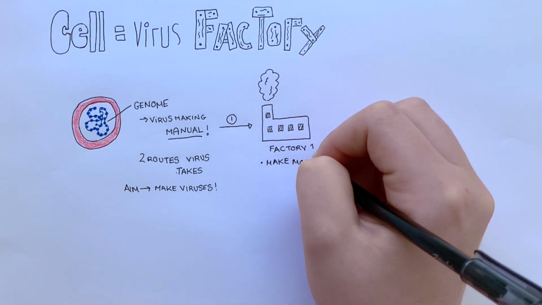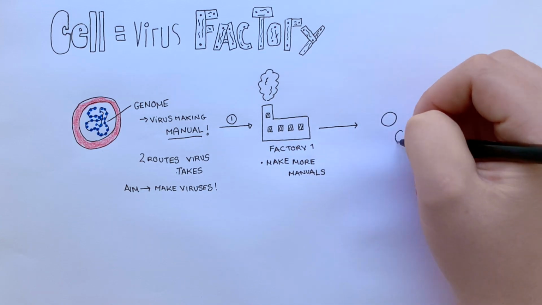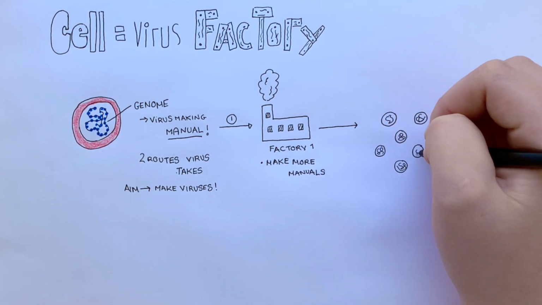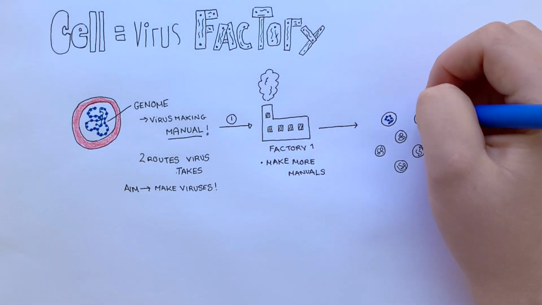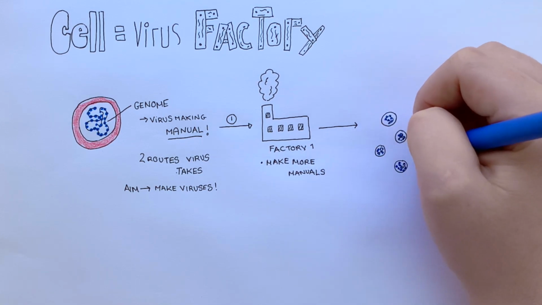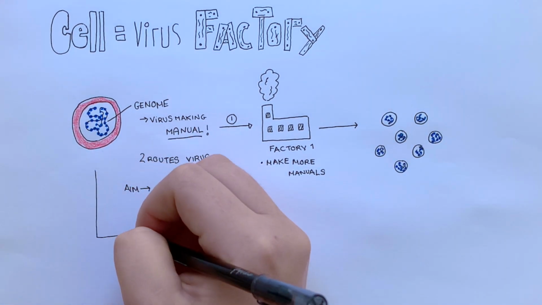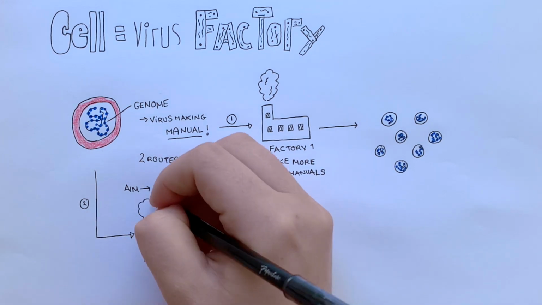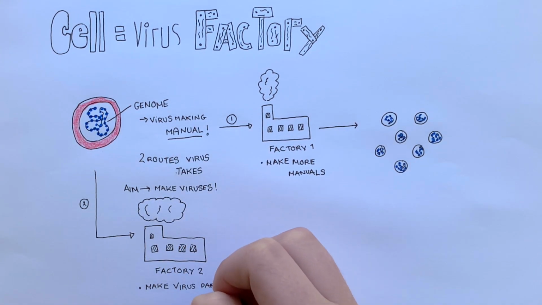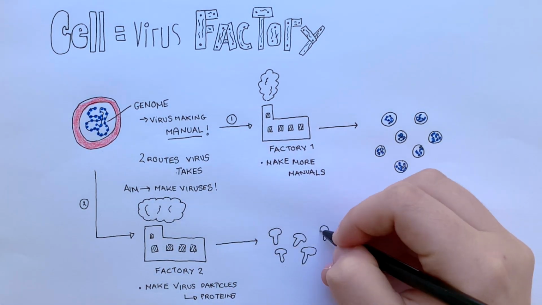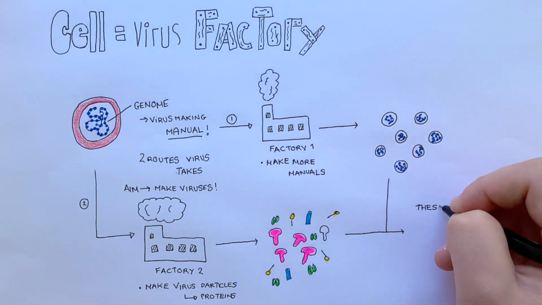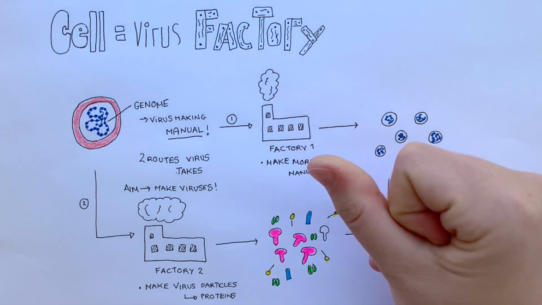The first route is to the first factory. I'm going to call them factories. They're very complex protein systems. Anyway, factory 1 can make more of these manuals. And then if it goes to the second factory, these can make the proteins which are required to make a virus. And then they're put together and this makes an actual virus particle itself.